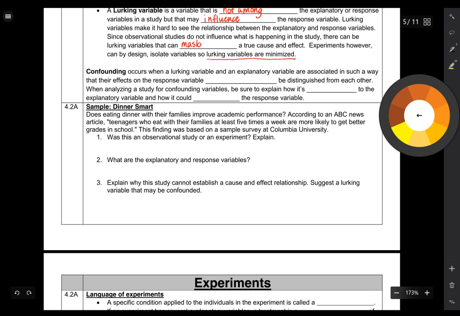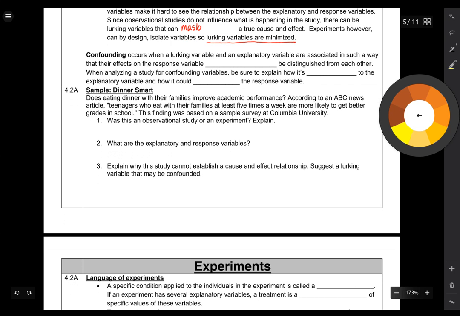All right. Another vocabulary word is confounding. Confounding occurs when a lurking variable and an explanatory variable are associated in such a way that their effects on the response variable cannot be distinguished from each other.